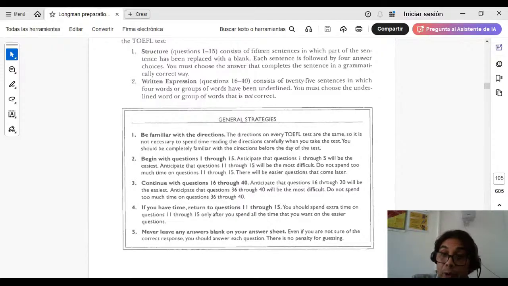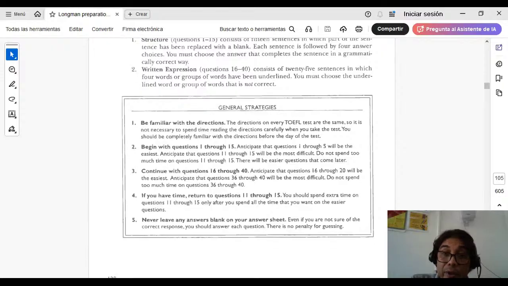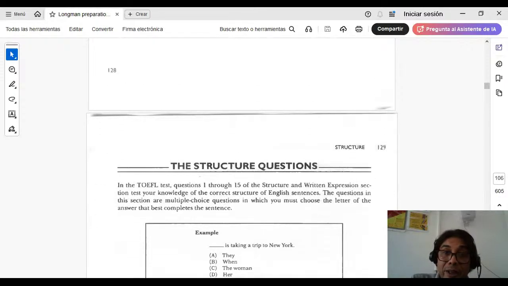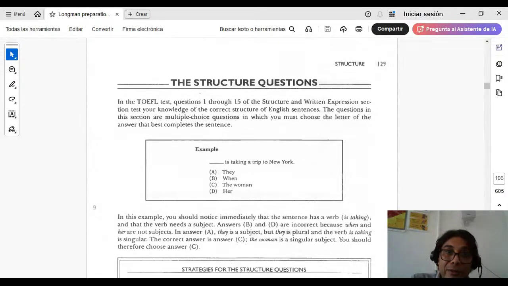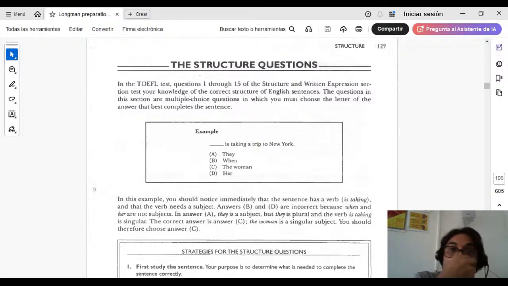Okay, so carry on. We will continue with the structure questions. In the TOEFL test, questions 1 through 15, as previously mentioned, will test your knowledge of the correct structure of English sentences. The questions in this section are multiple choice questions in which you must choose the letter of the answer that best completes the sentence.